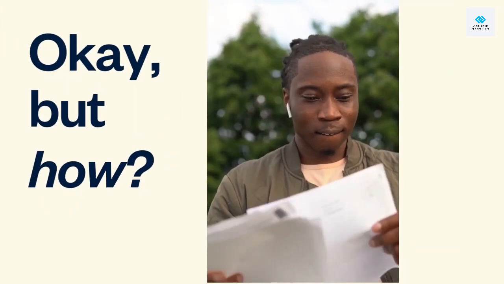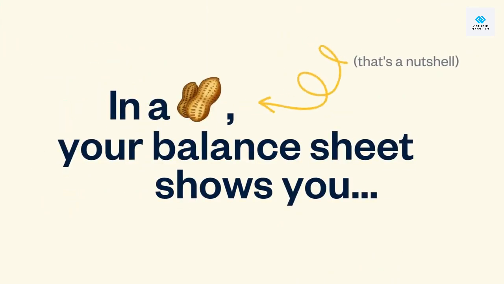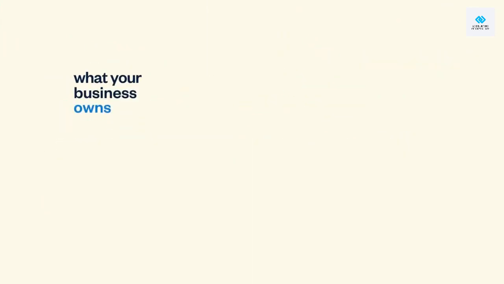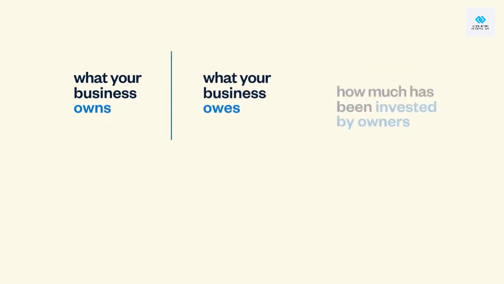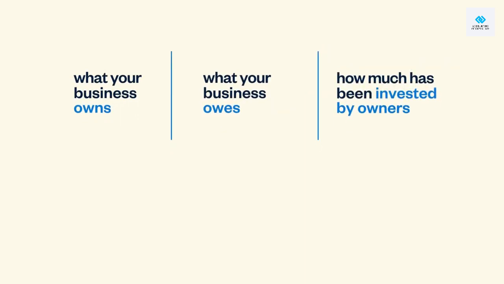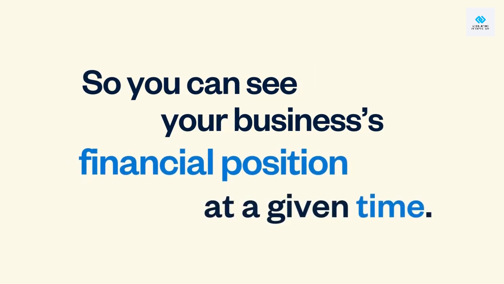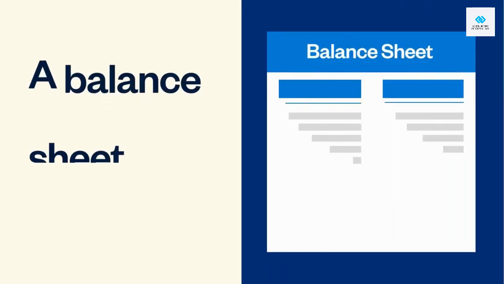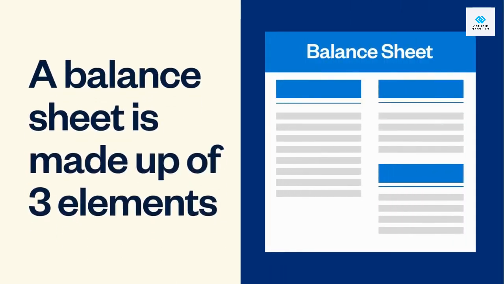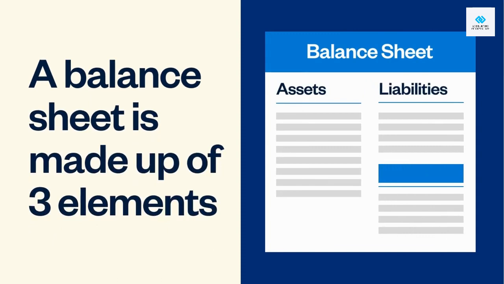Okay, but how? In a nutshell, your balance sheet shows you what your business owns, what your business owes, and how much has been invested by owners, reported on a single day, so you can see your business's financial position at a given moment in time. There are three main parts to a balance sheet: assets, liabilities, and equity.